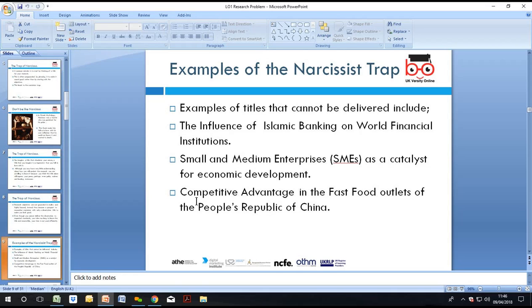The competitive advantage in fast food outlets in the People's Republic of China. Again, how are you going to get that information? It'd be almost impossible. Most of the information, even on larger organisations, is on the net. You can find results, reports, all sorts of things. Reasons why one supermarket is doing less or more than another one, and look at ways in which those can be rectified or finding out the problem involved.